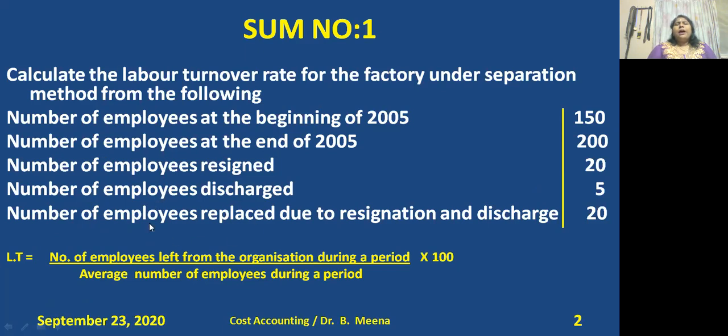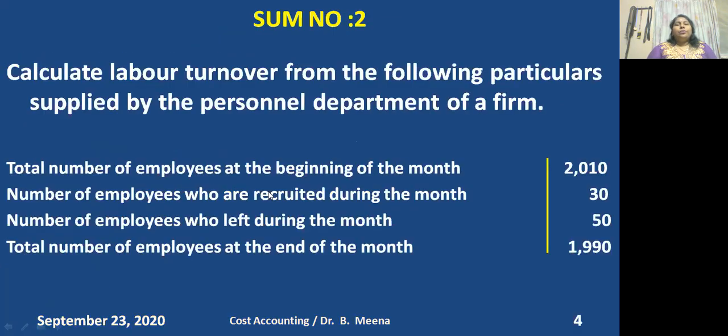Okay, so under separation, I need to consider the resigned and discharged only. Okay, so next problem, I will look into that. Calculate labor turnover from the following particulars supplied by a personnel department of a firm. Total number of employees at the beginning of month 2010, and then number of employees who are recruited during the month is 30, number of employees who left during the month is 50, and employees at the end is given 1990. The question is labor turnover.